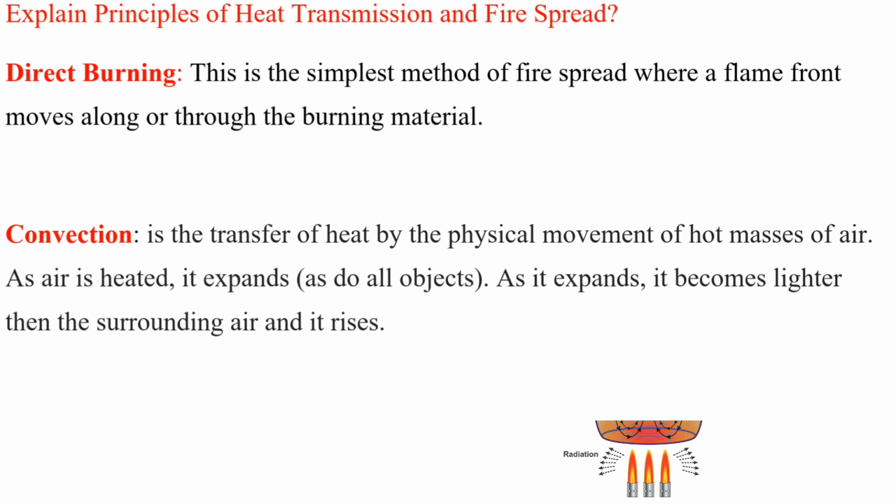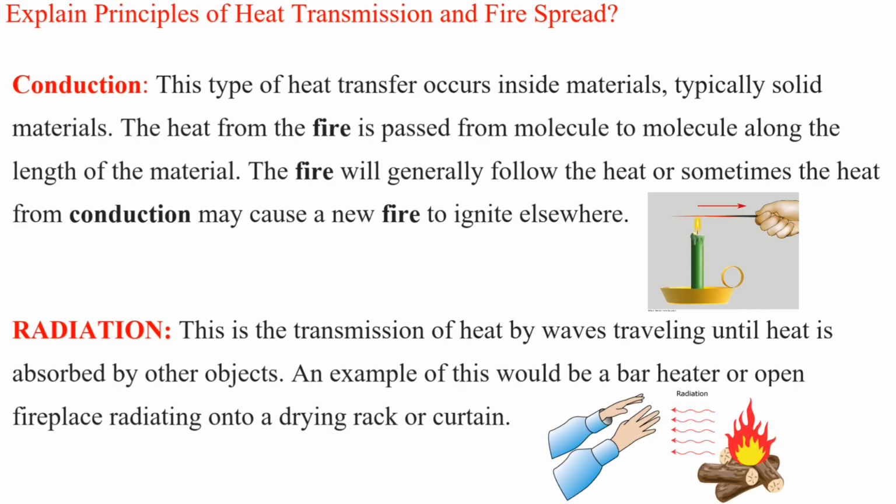Explain principles of heat transmission and fire spread. Direct burning. This is the simplest method of fire spread, where a flame front moves along or through the burning material. Convection is the transfer of heat by the physical movement of hot masses of air. As air is heated, it expands, as do all objects. As it expands, it becomes lighter than the surrounding air and it rises.